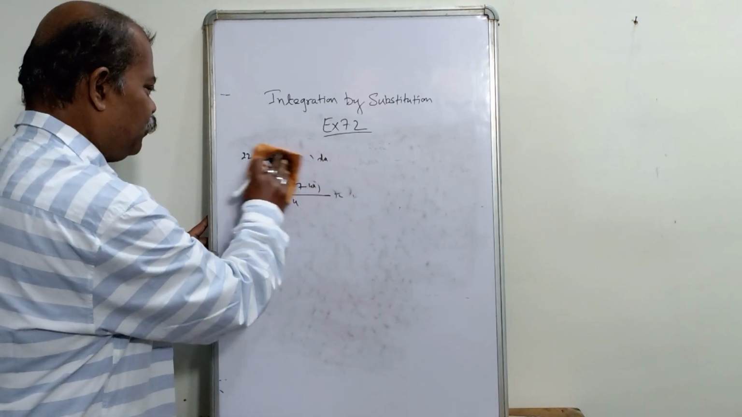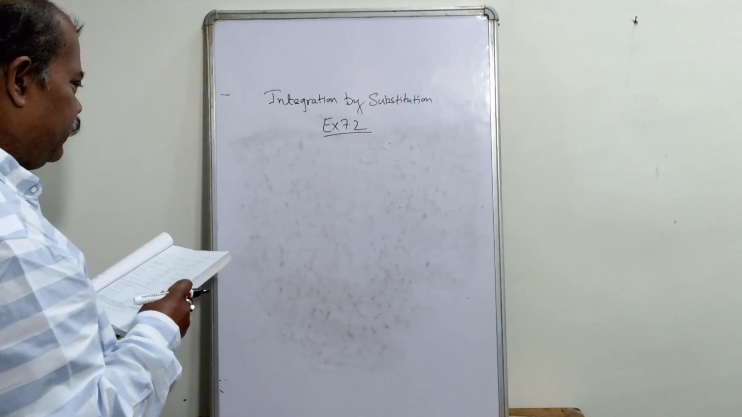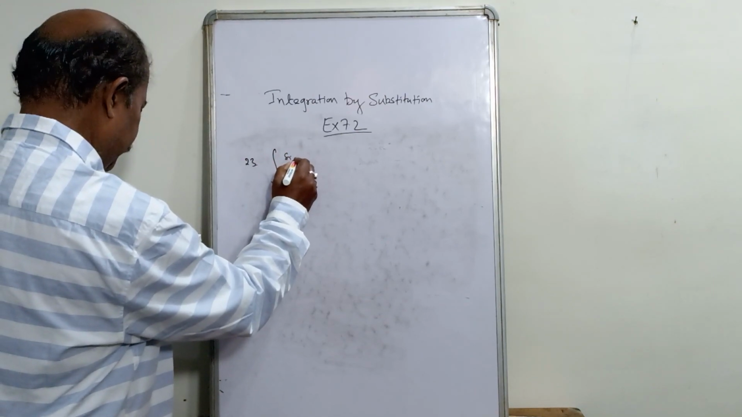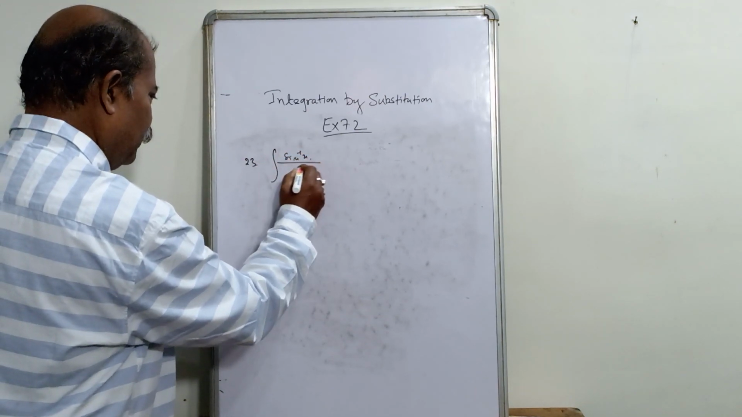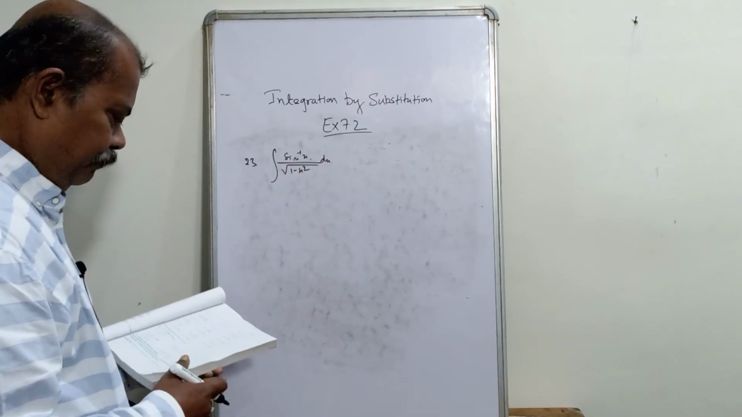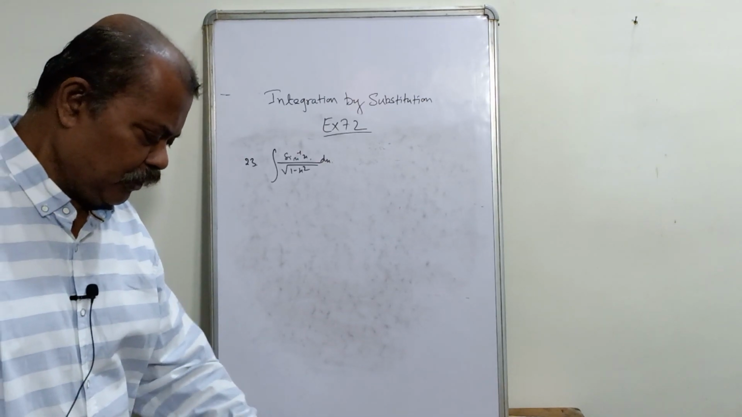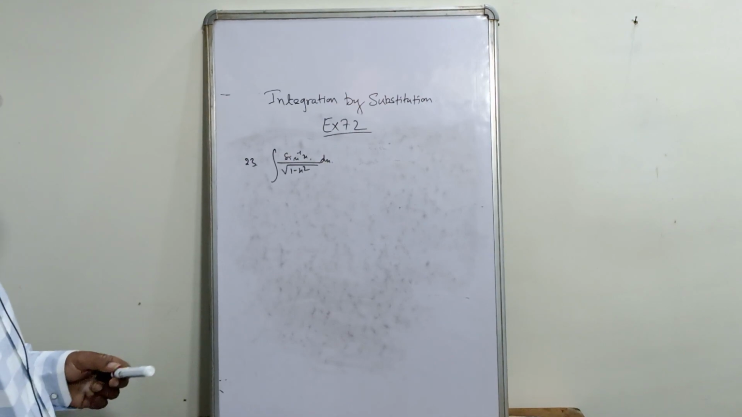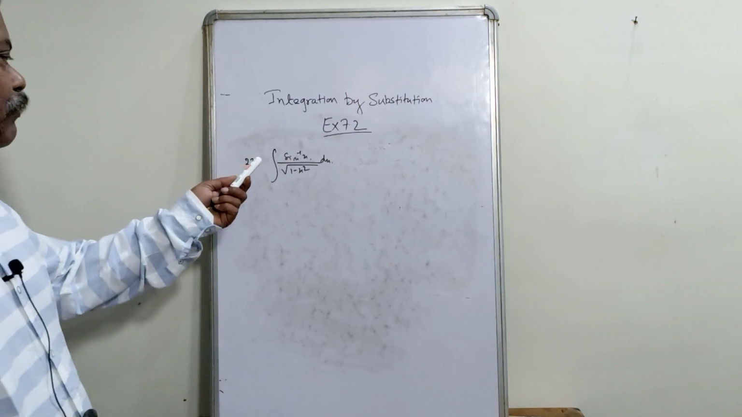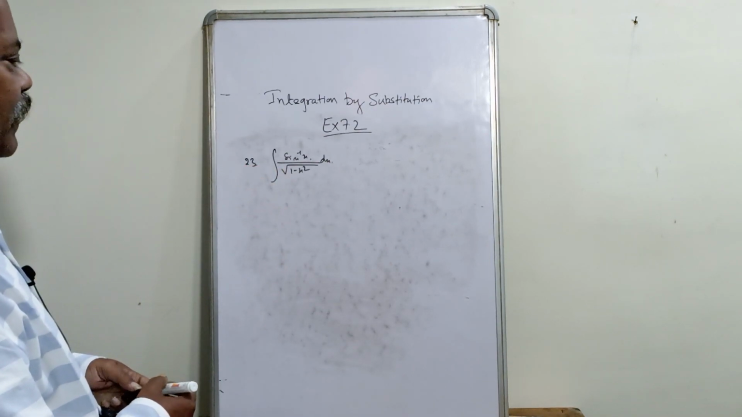Now my next question is question 23, the integration of sine inverse x by root over 1 minus x squared dx. Again, here I am going to apply the method of substitution. I am going to take sine inverse x as t, because we know that the differentiation of sine inverse x is 1 by root over 1 minus x square.